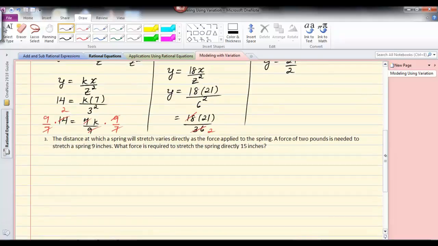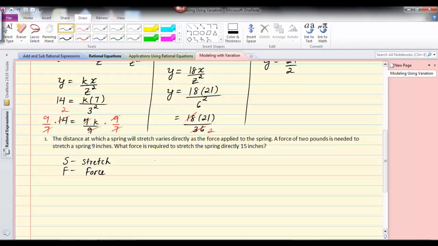Says the distance at which a spring will stretch varies directly as the force applied to the spring. So we're talking about the spring. Let's say I go with the stretch of the spring. So let's say I use S to denote stretch and F to denote the force. So the distance at which the spring will stretch, I'm referring to that whole distance as the amount of stretch with the S. If you want to call it D for distance, doesn't make any difference.